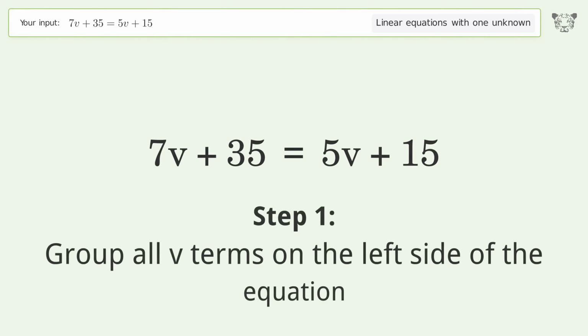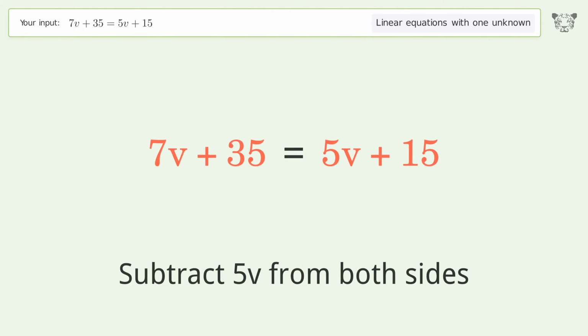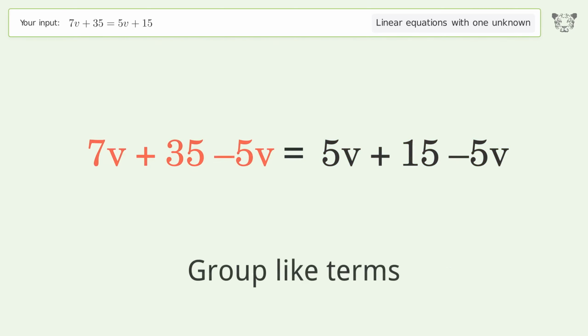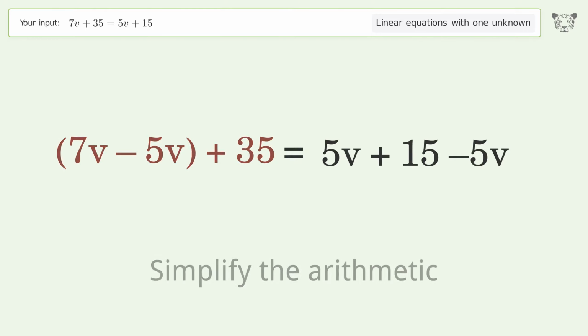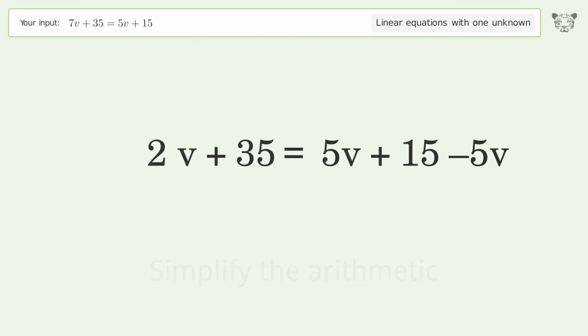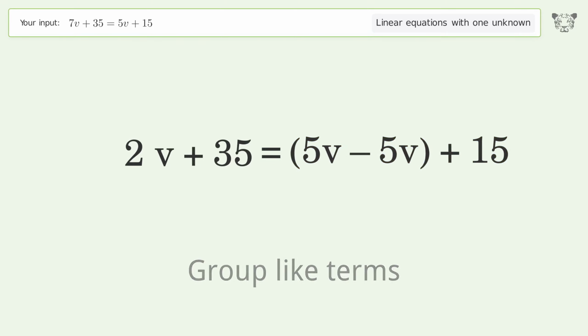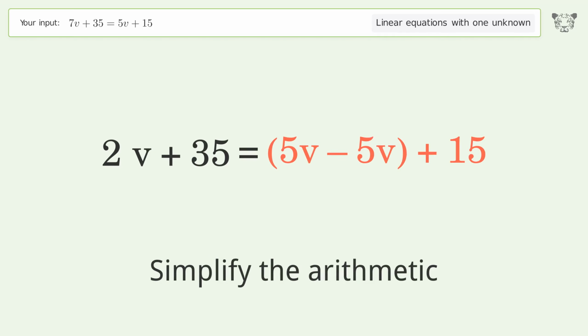Group all v terms on the left side of the equation. Subtract 5v from both sides. Group like terms. Simplify the arithmetic. Group like terms. Simplify the arithmetic.